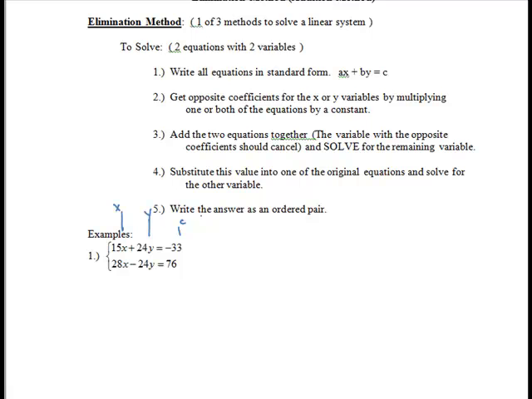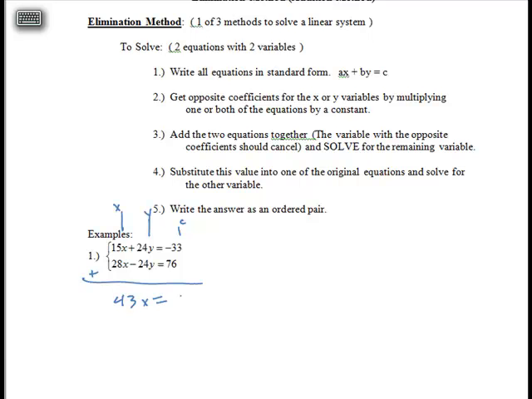So if you look at the x's here, positive 15 and positive 28, certainly not opposites, and we'd have to do quite a bit of work to get them to be opposite numbers. However, the y's are already opposite numbers, positive 24 and a negative 24. So step number 2 is already done for us. So what we're going to do is add these two equations together. That's why it's referred to as the addition method. And when we do that, the variables with the opposite coefficients, the y's in this case, cancel out.